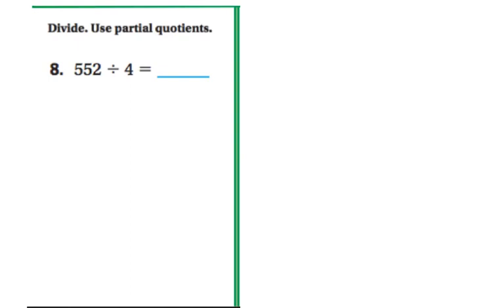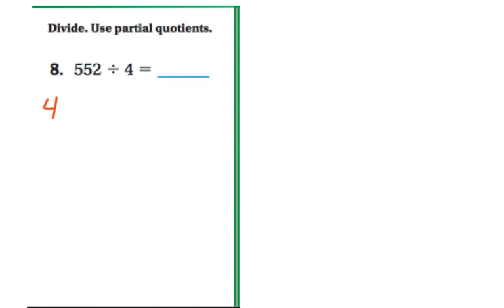In the next problem, we're using a third method, which is going to be partial quotients. Now, partial quotients, that's when I'm going to take out large chunks. Just thinking of the divisor and multiples of the divisor, I'm going to take large chunks out, and then I'm going to add the parts of the answer together. Okay? So, I have 552 divided by 4.